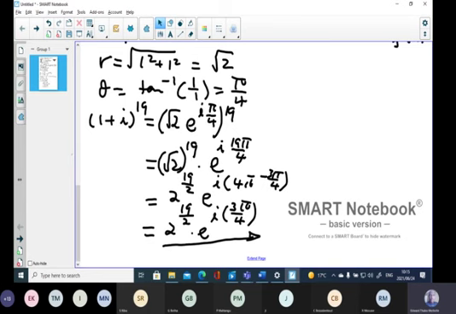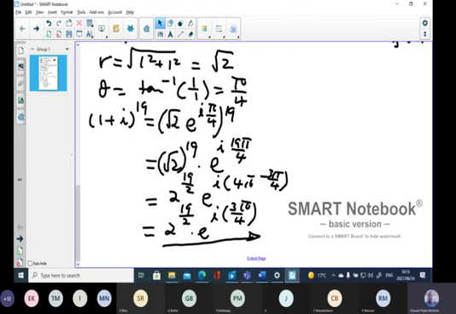So I have written it in what? In a complex, in exponential form, in a simplified form. So if you like, this one you are allowed to punch your calculator, 2 to the power 19 over 2.